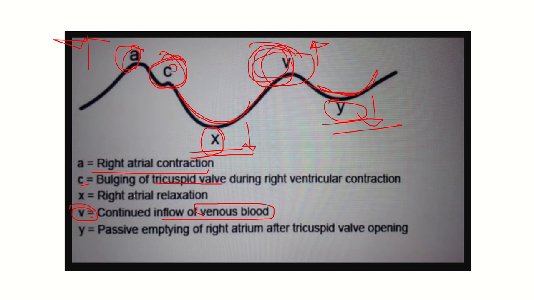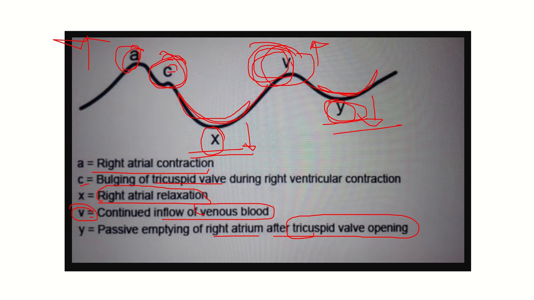So during X, which is the right atrial relaxation, that means after the closure of the tricuspid valve, the right atrium relaxes spontaneously for receiving blood. In this condition the right atrium relaxes but there is minimum blood or no blood, so the pressure suddenly reduces. And here we can see the Y, that means the passive emptying of the right atrium after the tricuspid valve opens. So when the tricuspid valve opens, blood from the right atrium enters into the right ventricle, and as the blood leaves the right atrium, the right atrial pressure reduces.